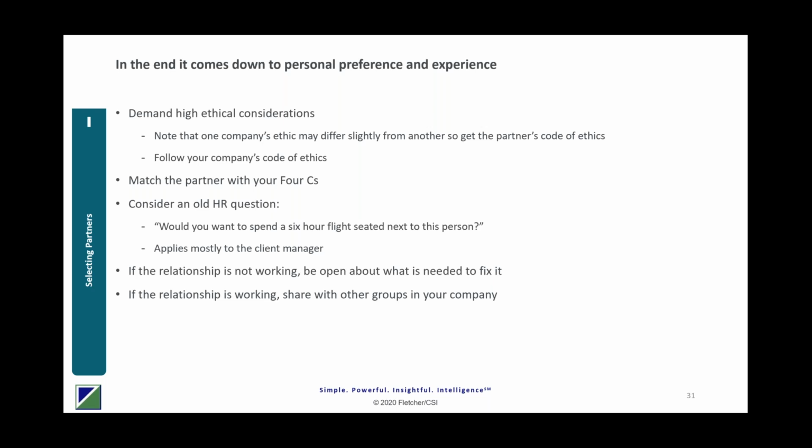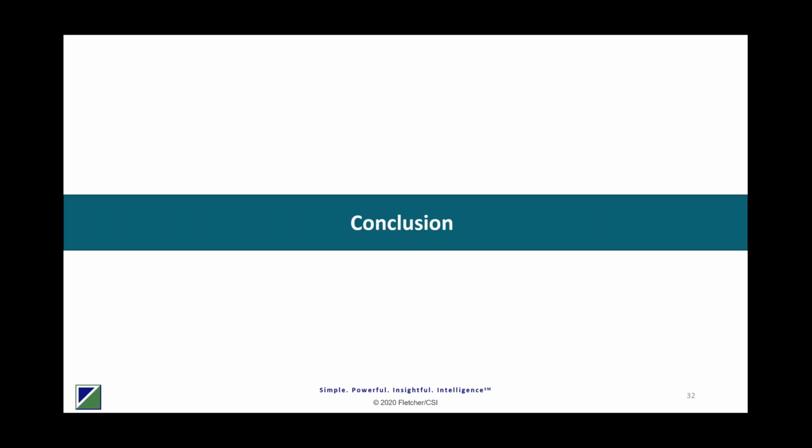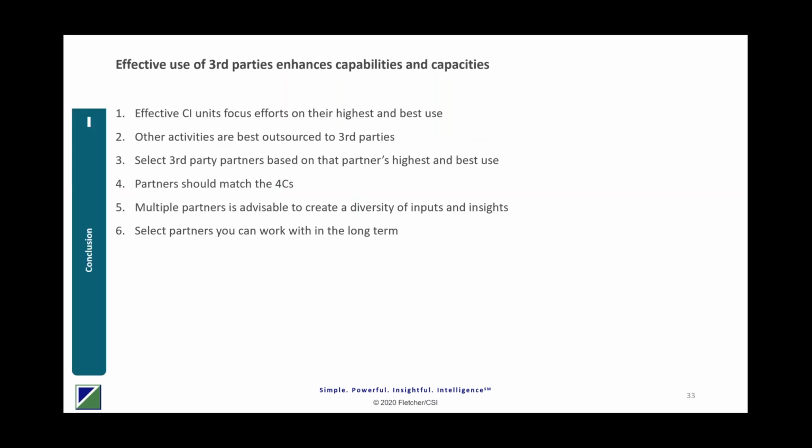If it's not working, be open. Tell them what's not working. Give the partner a chance to fix it. If they can't fix it, find another one. If it's working well, let other people in your company know about this resource, and feel free to bring them on board. So as a conclusion, an effective CI unit focuses on its highest and best use. Anything else should be outsourced to a third party.